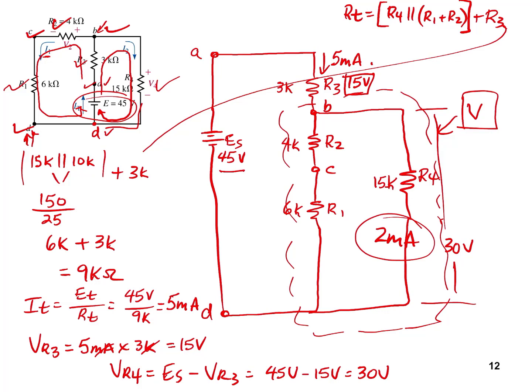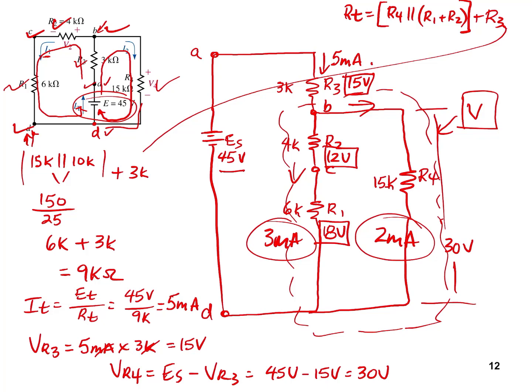I'm kind of speeding things up a bit here. 2 milliamps here. That means if we have 5 entering and 2 exiting, there's got to be 3 milliamps here. Based on 3 milliamps here, we know 6K times 3 milliamps is 18 volts. We've got 3 milliamps times 4K, and we know that's got to be 12 volts.